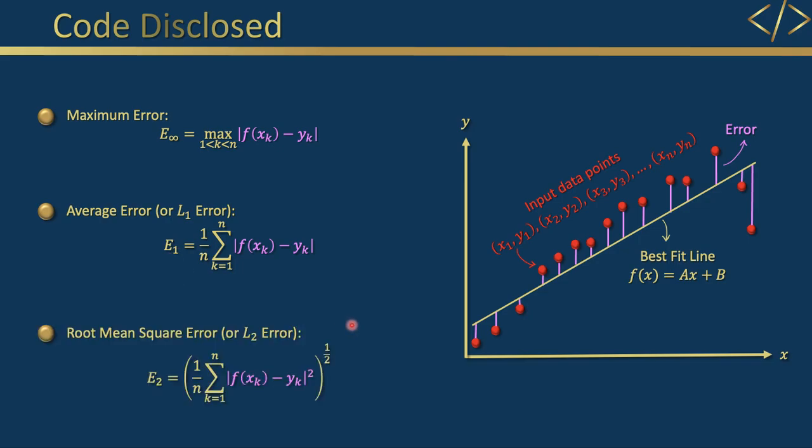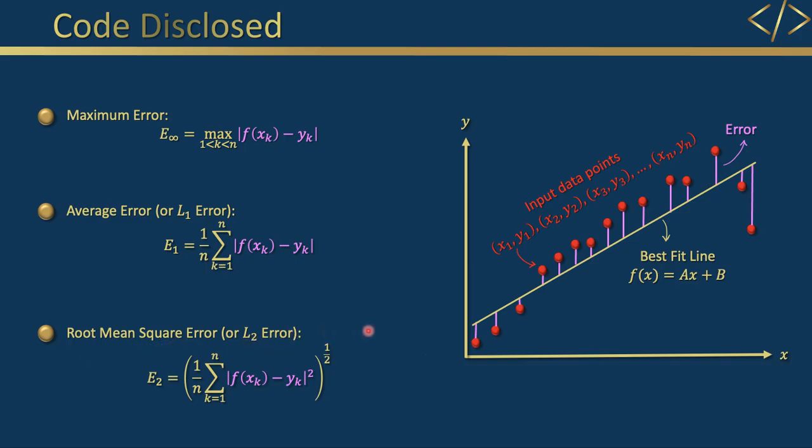The third kind of error is the root mean square error, or L2 error. In this error, instead of summing only the distances, we sum the square of the distances, divide by n, the number of points, and then take the square root of this value. We call it root mean square error, or L2 error.